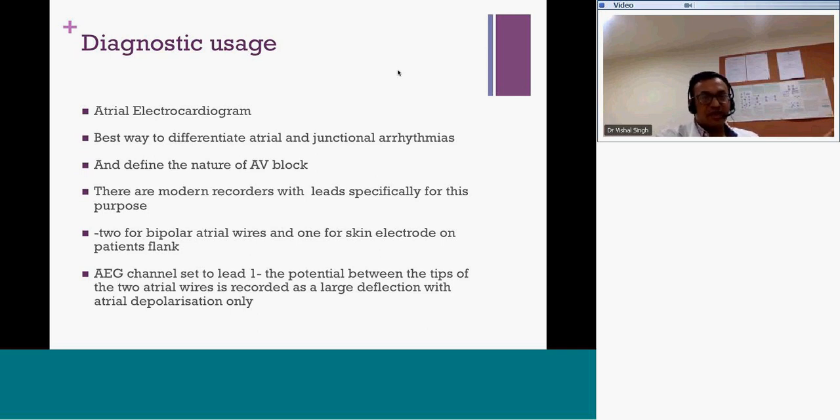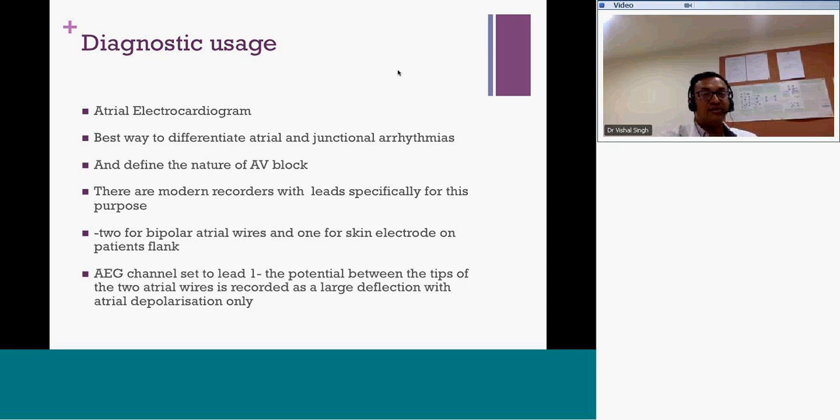So there are recorders, which unfortunately we don't have, which have a lead specifically for the atrial wires and for the skin electrode. So you have to do two for the bipolar atrial wires, one for the skin electrode, and the AEG channel is set to lead 1 in that, and so on. But if you don't have that, no hassle.